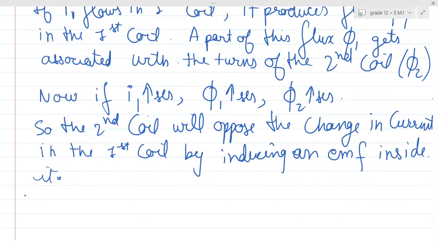Keep, bro, don't drink much. If you keep on drinking, then I'll drink. So this is a kind of threat which the second coil is giving to the first coil.